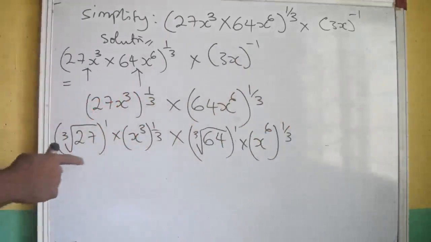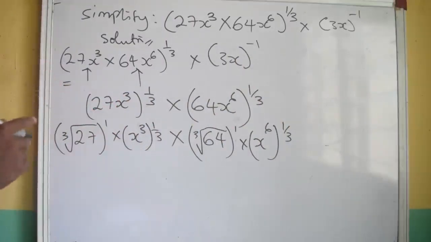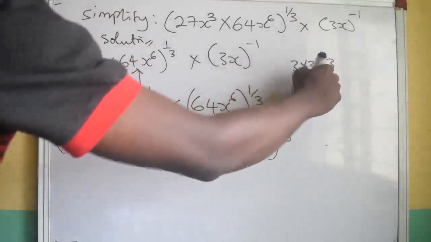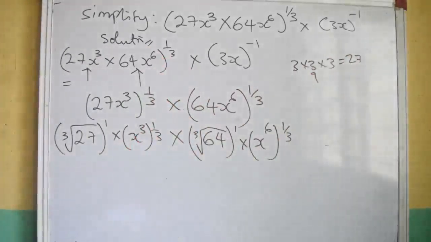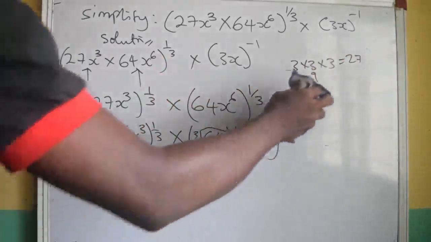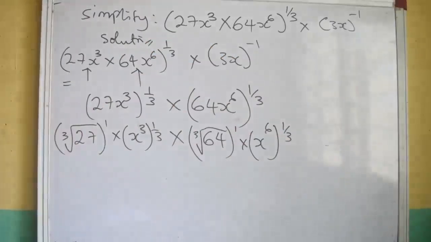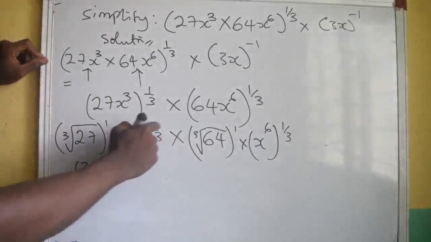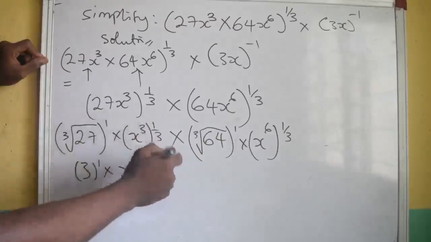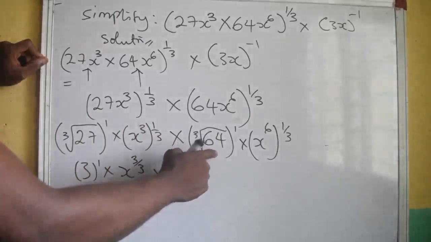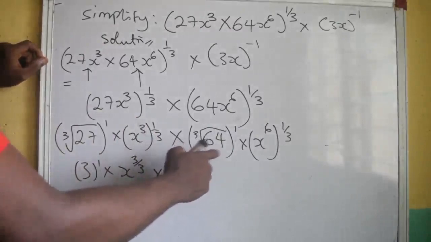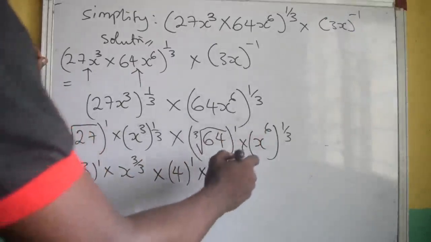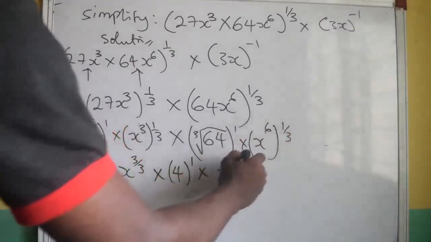Alright, so cube root means what number will multiply itself 3 times to give you 27? Only 3 can do that. 3 times 3 is 9, and 9 times 3 is 27. Please do yourself good by going through my intro to get this in the last slide. So the answer is 3 raised to power 1 multiplied by this x. This times this is 3 all over 3, that's 3 times 1, multiplied by this. Only 4 will multiply itself 3 times to give you 64, all raised to power 1 multiplied by x raised to power 6 times 1 is 6 all over 3.